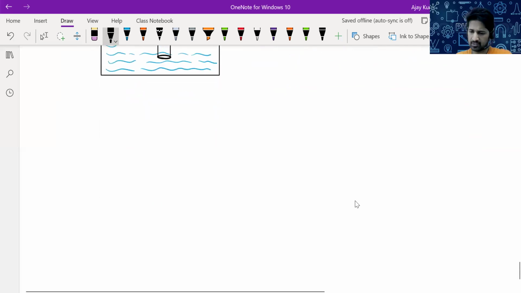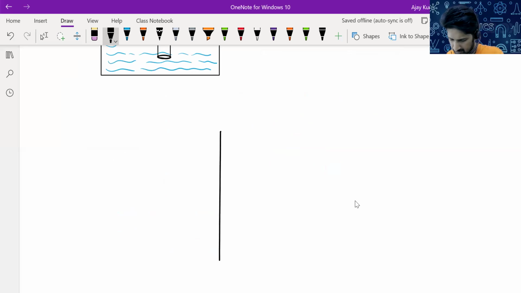I'll draw one diagram by then. Try to explain why it does not overflow. Any answer?